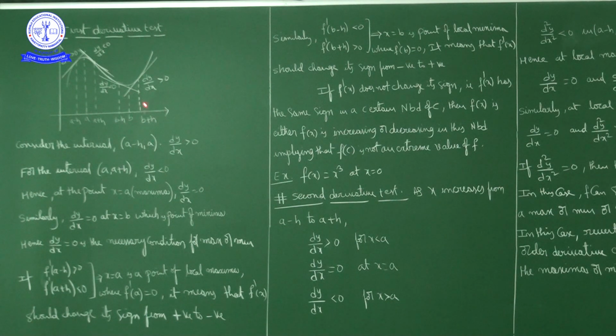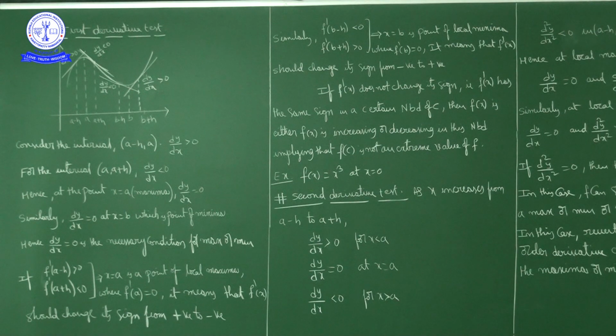So x equal to b is called the point of local minima. Here f dash of b equals 0 and f dash of x changes sign from negative to positive in the neighborhood of b.